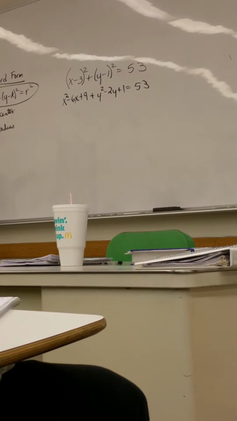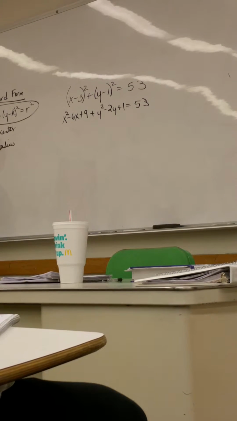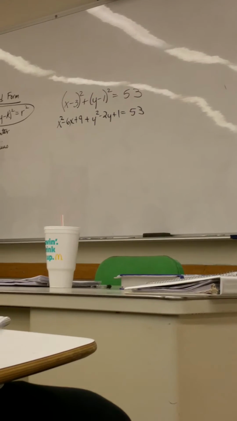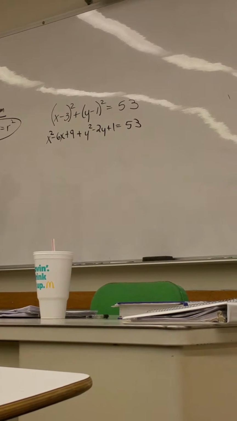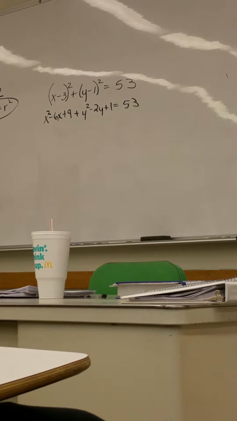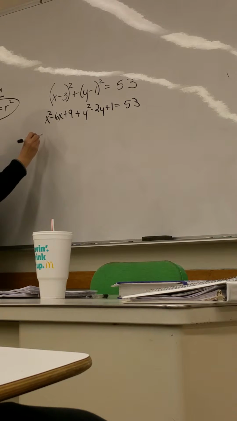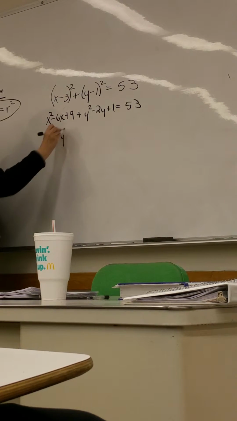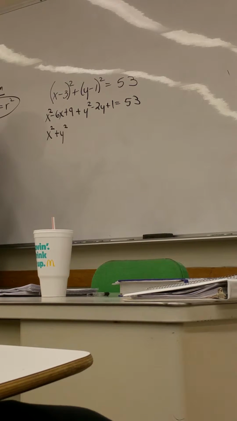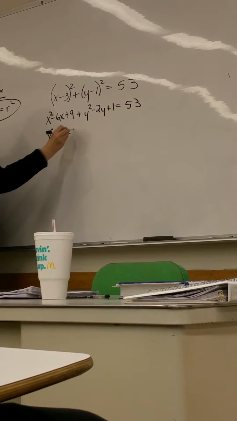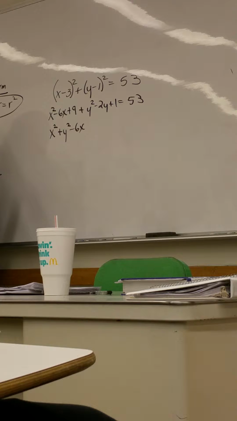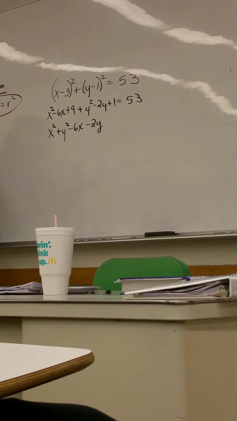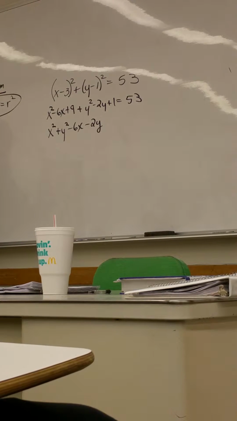Now, I want to put this into kind of a descending order. So I want to take everything over to the left side. I want the squared terms first, then just the x and y terms and the constant. I have x squared plus y squared. There's my squared terms first. Then minus 6x minus 2y. There's just my plain x and y terms.